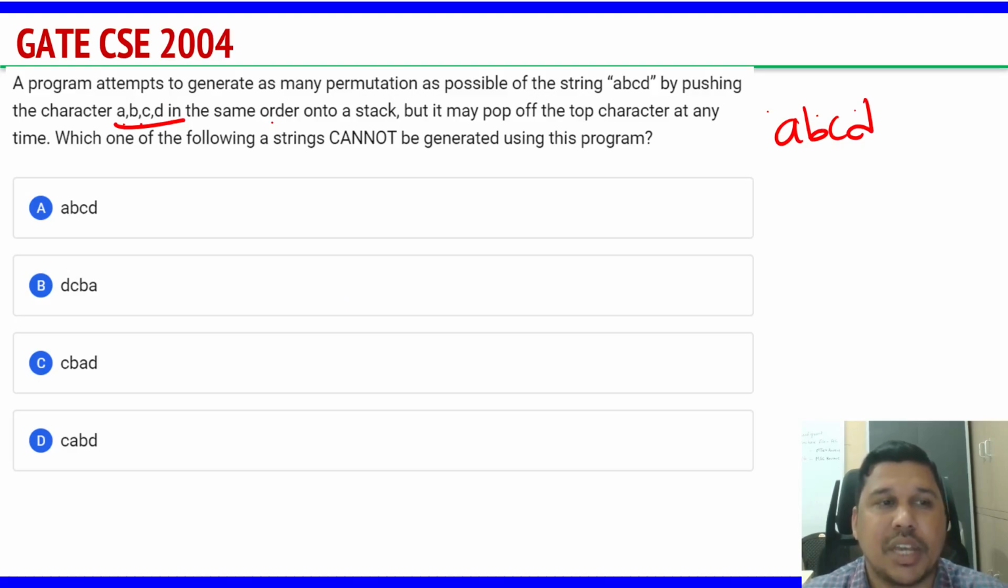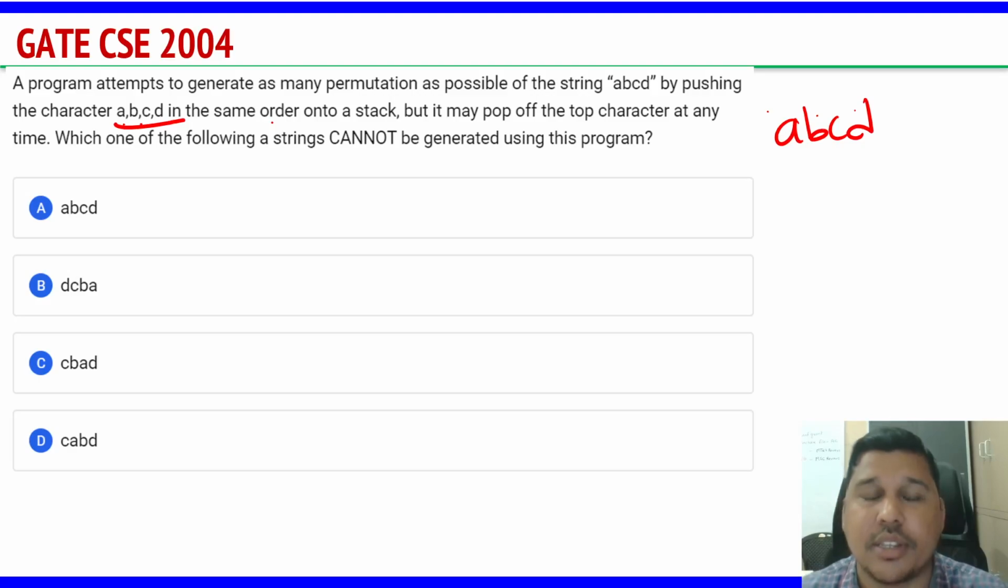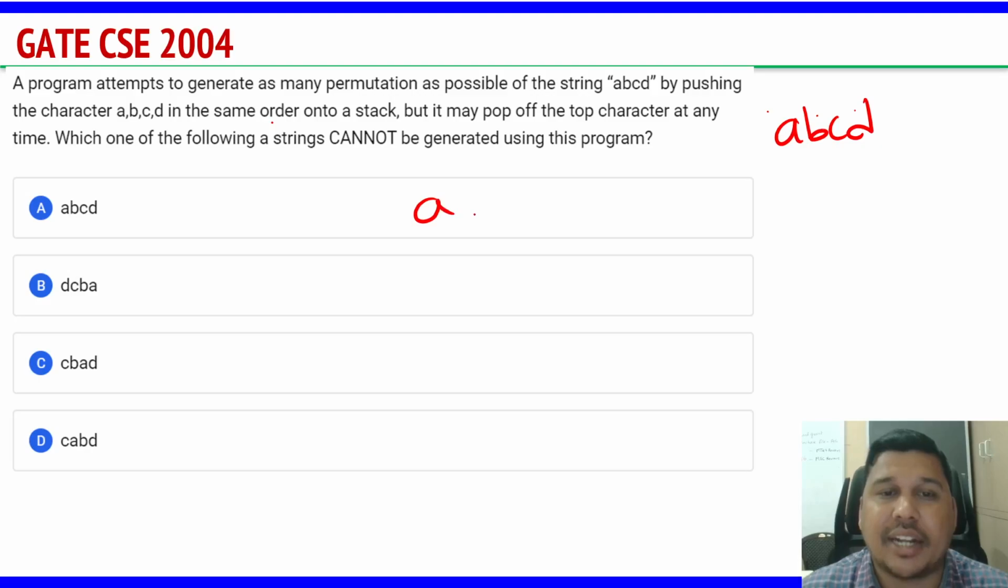Okay, so please give an attempt, try to solve it and identify which one is the answer. Then you can go to the solution which I am discussing. Let's analyze the answer for this. I have to insert the elements ABCD. We will go by options. So I have the characters A, B, C, D with me.